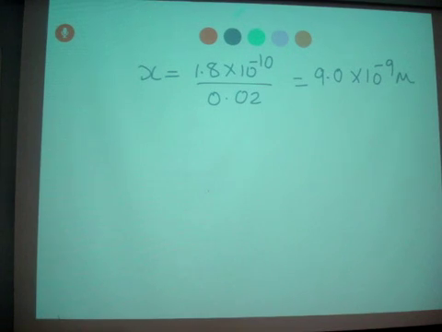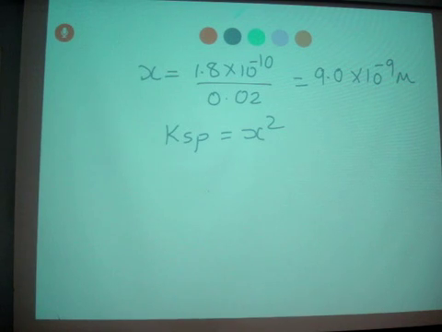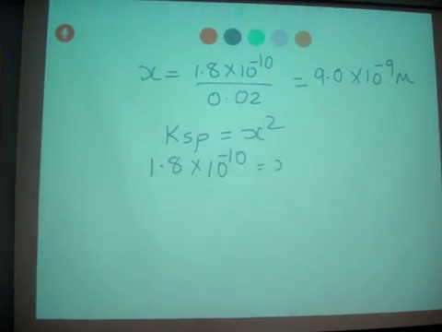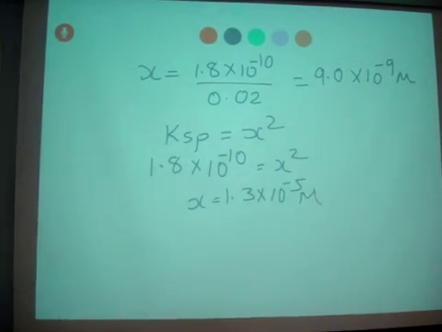Now, you can see that's the molar solubility. And now let's check it against the Ksp in pure water. So Ksp equals x squared, and we have 1.8 times 10 to the negative 10 equals x squared, right? And then when we find the x value, 1.3 times 10 to the minus 5 molar.